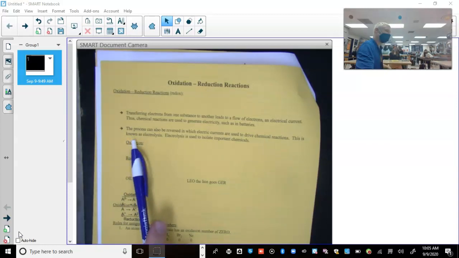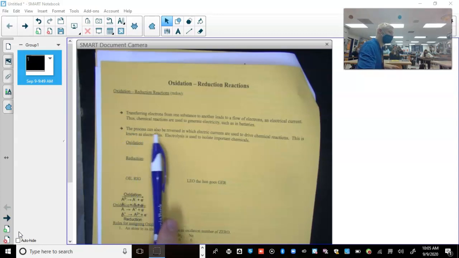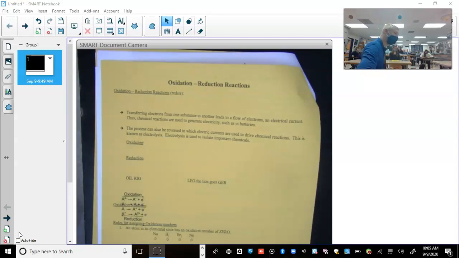And then we're also going to be looking at electrolysis. The process can be reversed, in which electric currents are used to drive chemical reactions. So we're going to be looking at redox reactions that do not occur naturally, but if you drive it by plugging it into an outlet or an electric current, then it can occur. And what is that used for? It's used for electroplating. That's a very common thing.